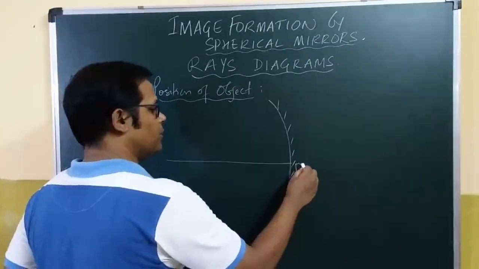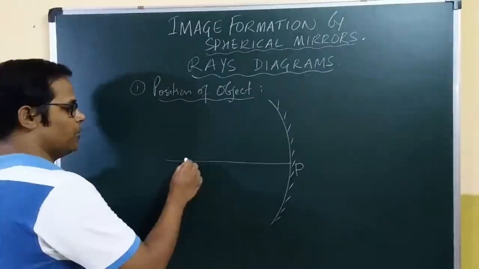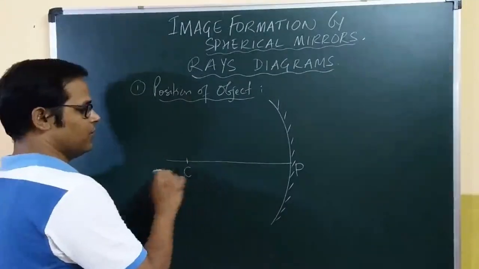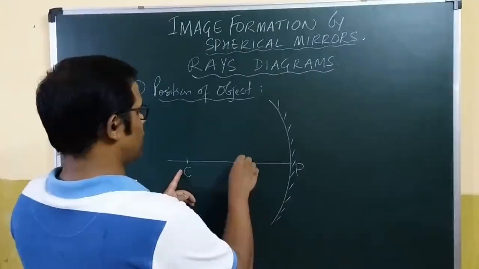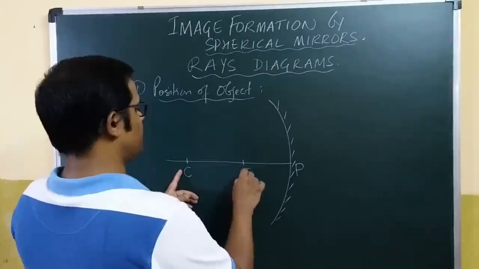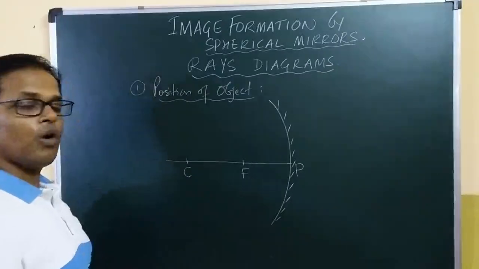Mark your point. The midpoint is the pole. You can mark your point, the center of curvature. Look at this approximate distance and judge by yourself. The approximate midpoint should be the pole of the mirror.